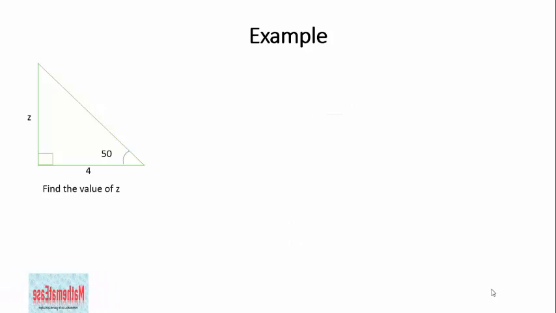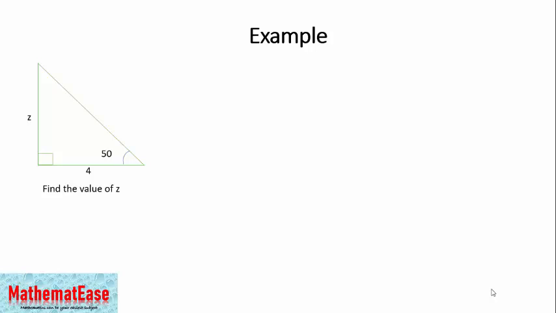Another one. In this case, I have another right angle triangle. I have angle 50. I have a line that is 4. I have another one that is called Z. Then I want to find the value of Z. When I look at this triangle, where that Z is located is opposite, and the bottom place, that horizontal line, which is 4, is adjacent. So I want to merge opposite and adjacent together. Opposite and adjacent, that is TOA.